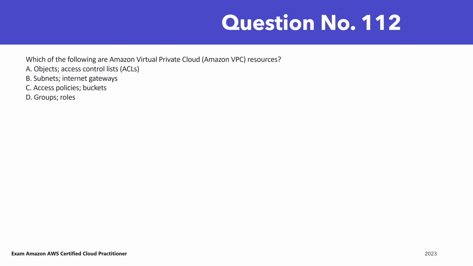Which of the following are Amazon Virtual Private Cloud, Amazon VPC, resources? A. Objects, Access Control Lists, ACLs. B. Subnets, Internet Gateways. C. Access Policies, Buckets. D. Groups, Roles. Correct answer, B.